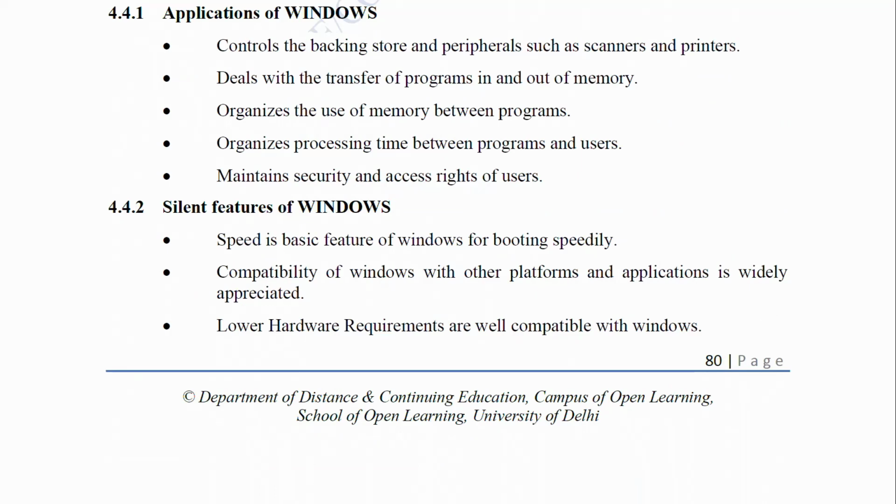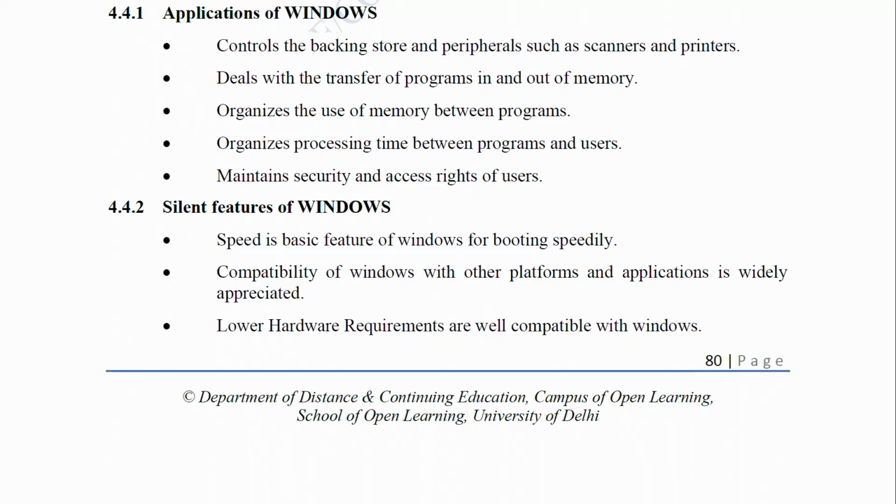4.4.1 Applications of Windows. Windows controls the backing store and peripherals such as scanners and printers. Next point, it deals with the transfer of programs in and out of memory. Next point, it organizes the use of memory between programs. Next point, it organizes processing time between programs and users. Next point, it maintains security and access rights of users.